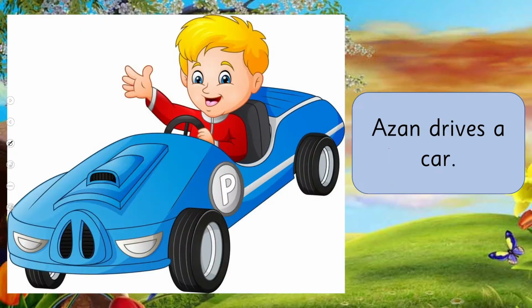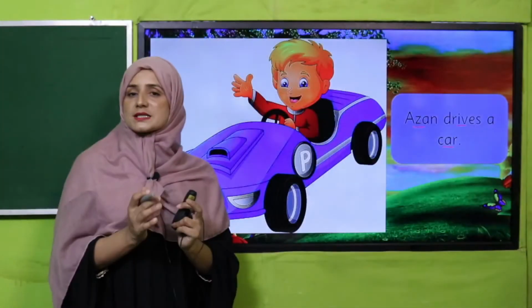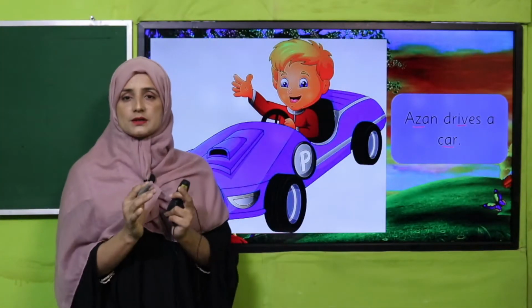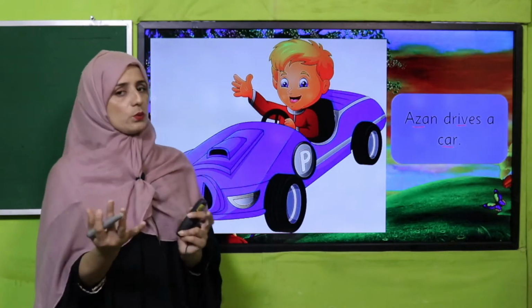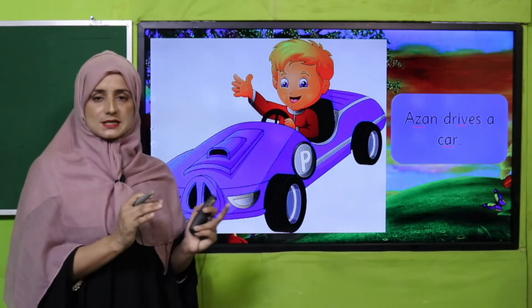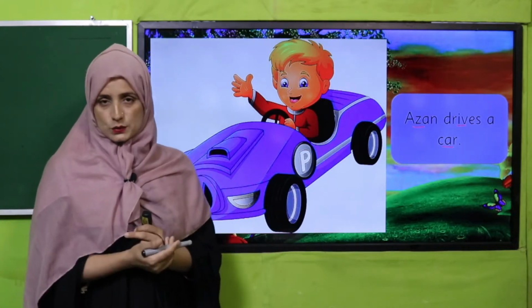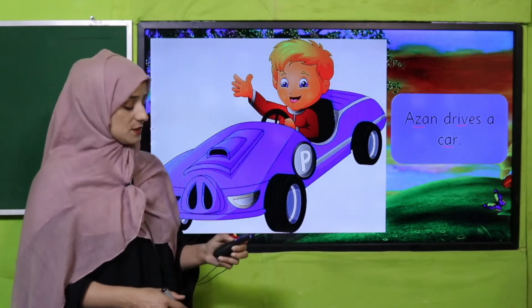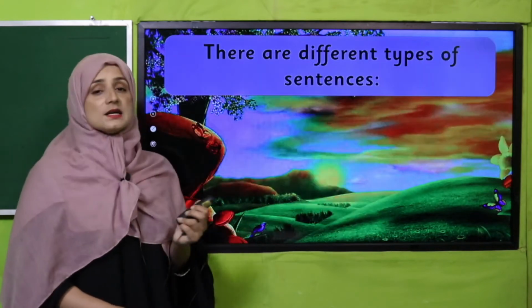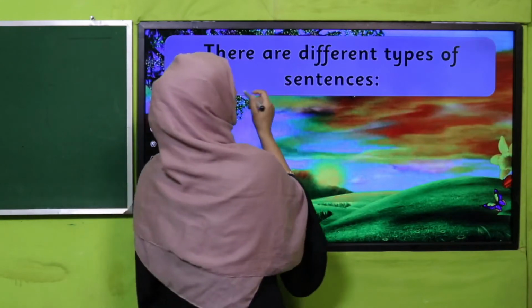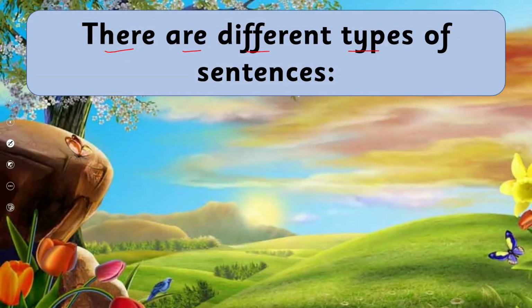And the next sentence: Azan drives a car. You can see that it is also giving us complete information. So when these words are arranged together, they give us a message, a simple word, a simple sentence. It tells us what someone is doing and how he or she is doing it. So let's see, we are going to learn about types of sentences. There are different types of sentences, my dear students.